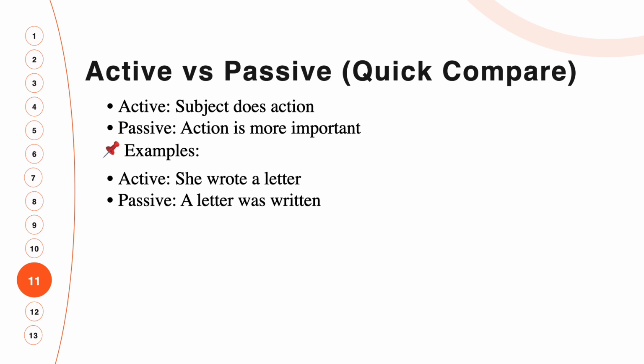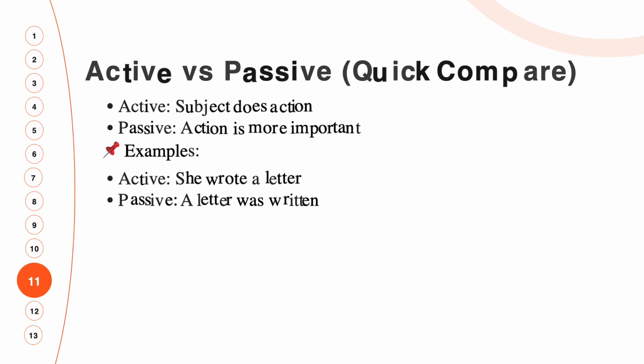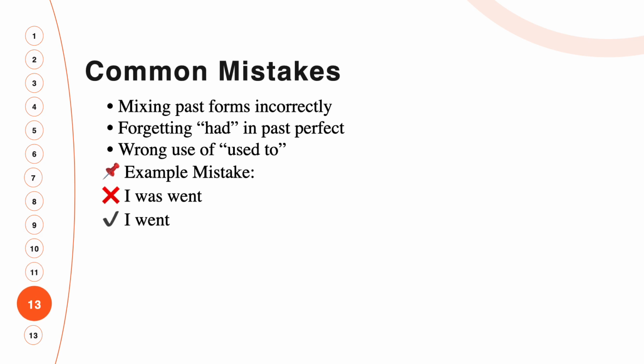So let's move on to common mistakes. Mixing past forms incorrectly. Forgetting had in past perfect. Wrong use of used to. And examples of mistakes, I was went, which is wrong, and the correct is I went.